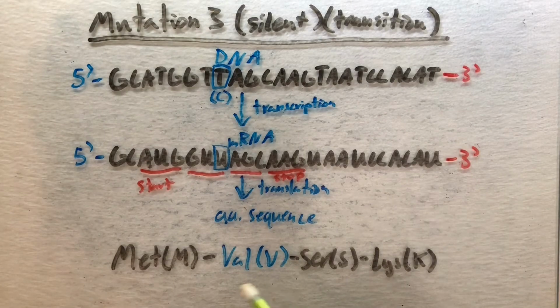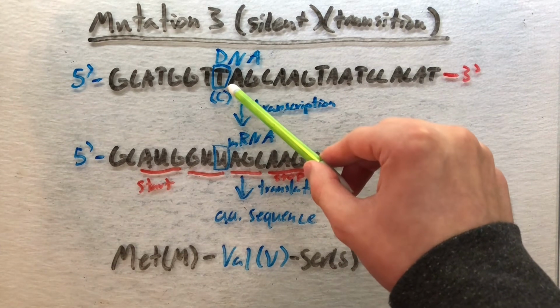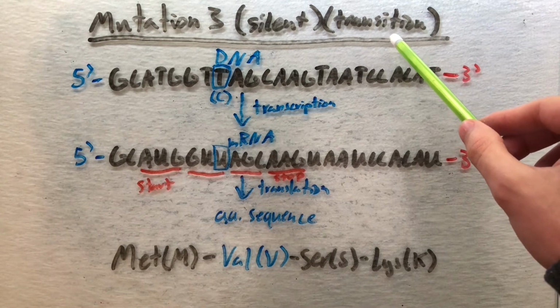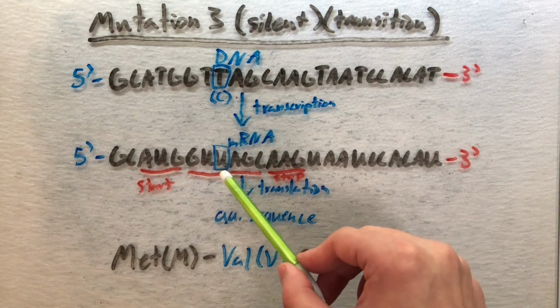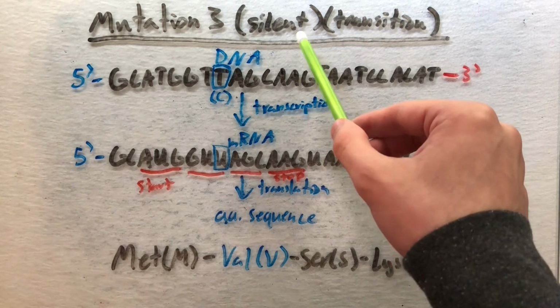In our third mutation, we have a point mutation at this position where we have a T instead of a C from the original sequence. This makes it a transition. After transcription, we have a U at this position in the mRNA sequence, and the translated amino acid sequence is now methionine, valine, serine, and lysine, the exact same as the original sequence, making this a silent mutation.